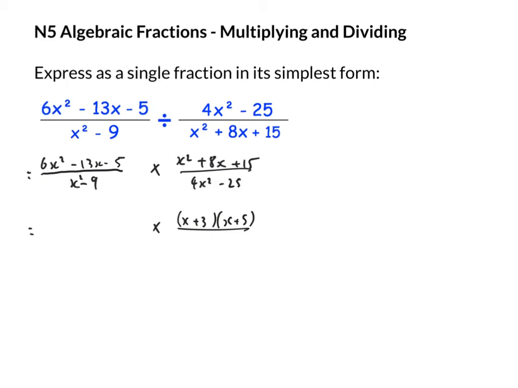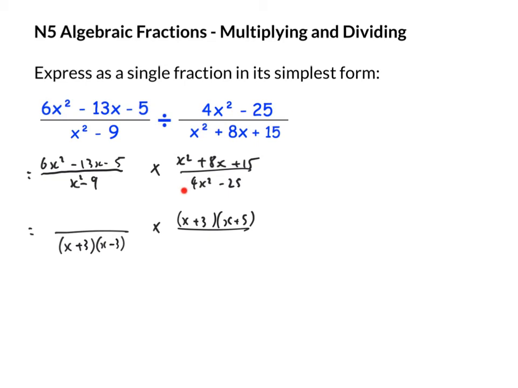The next level of difficulty is probably this here. We've got x squared minus 9. As we saw in the simplifying video, this is the difference of two squares. So you either recognise it's the difference of two squares, or you factorise it by going, I need two numbers that multiply to give me negative 9 and add to give me the 0x in the middle. So that needs to be plus 3 and minus 3.